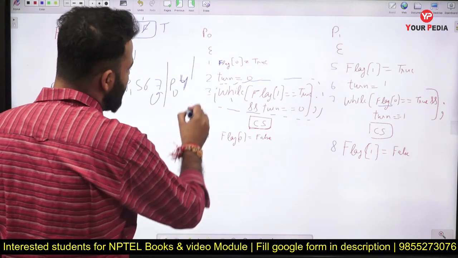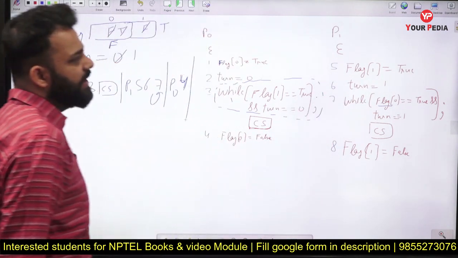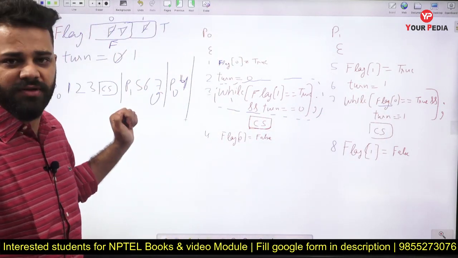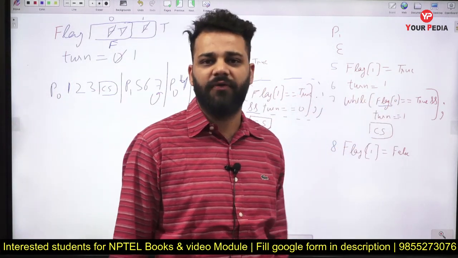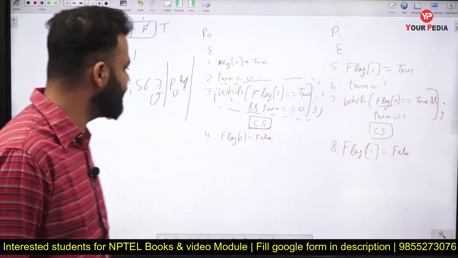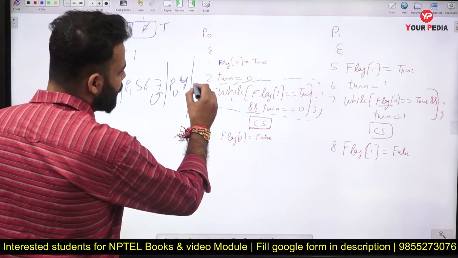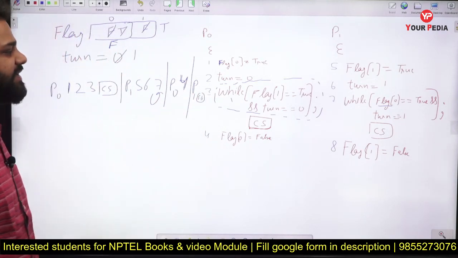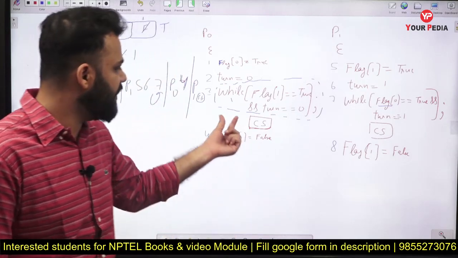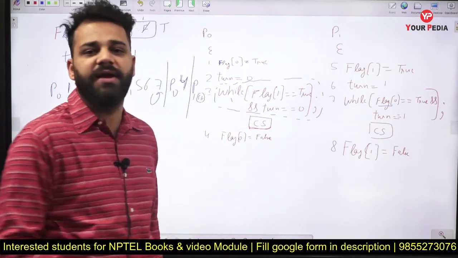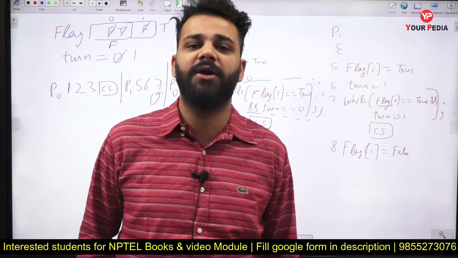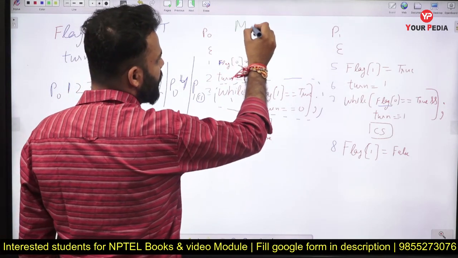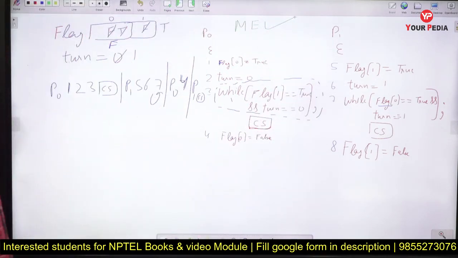Now when we move to the 7th line of code, P1, while flag 0 equal to true, now flag 0 value is false. As the flag 0 value is false, this condition will be false. It will come out of the while loop and enter the critical section. So P1 will have access to the critical section. So this is how Peterson algorithm works. Now we have seen that when P0 was in critical section, P1 was not able to enter the critical section. So this means that mutual exclusion is satisfied by Peterson's algorithm.